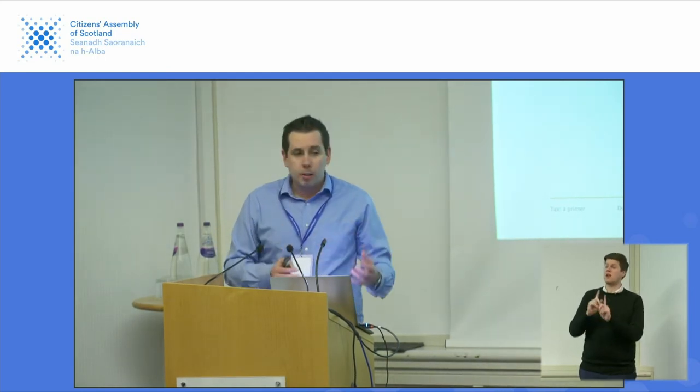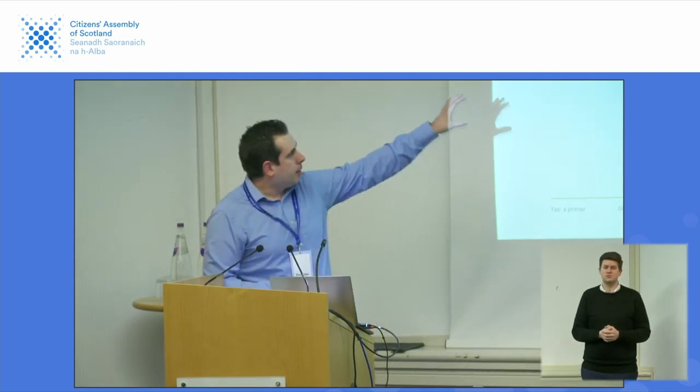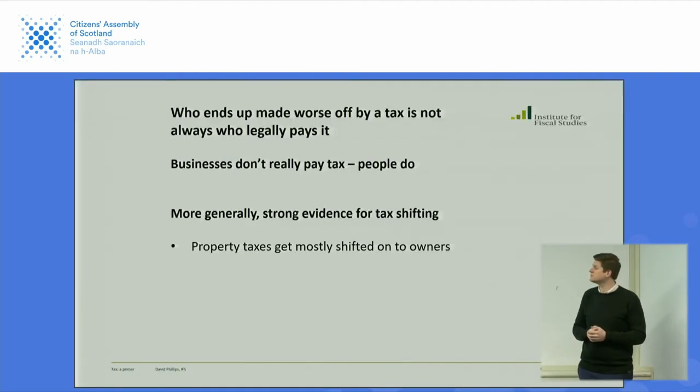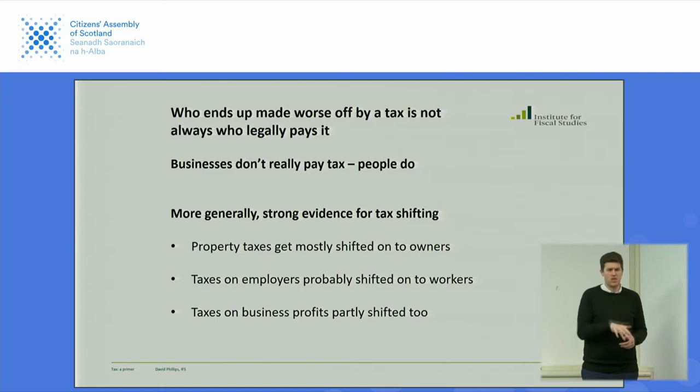Do you think it'll be the workers? Do you think it'll be the shareholders? And there's quite strong evidence that people, if they can, do shift the taxes onto other people. So property taxes, taxes like council tax, even though it's the person that lives in the property that pays it, that might not be the owner, it looks like what happens is that prices of properties and rents come down when you put council tax on the property, so it's the owner that ends up paying it. Taxes on employers probably get at least partly shifted onto workers. And taxes on business probably get at least partly shifted onto workers too.